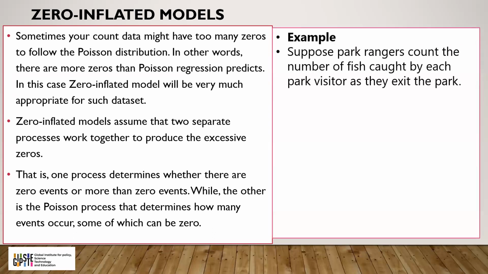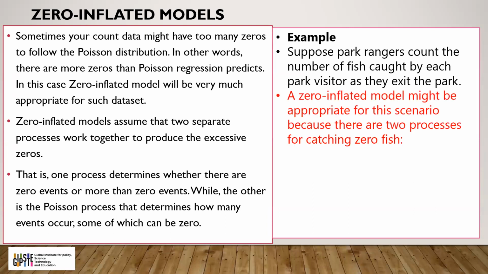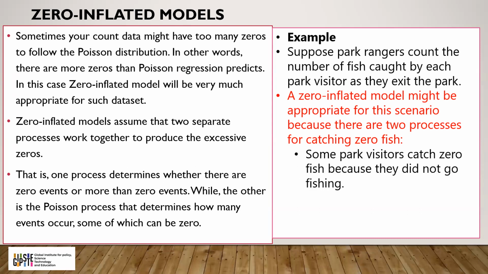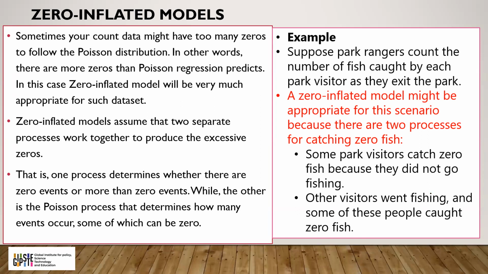For example, suppose park rangers count the number of fish caught by each park visitor as they exit the park. In this case, a zero-inflated model might be appropriate because there are two processes for catching zero fish. One, some park visitors catch zero fish because they did not go fishing. Then the other scenario is that other visitors went fishing and some of these people caught zero fish. The fact that you went fishing does not mean you will catch.